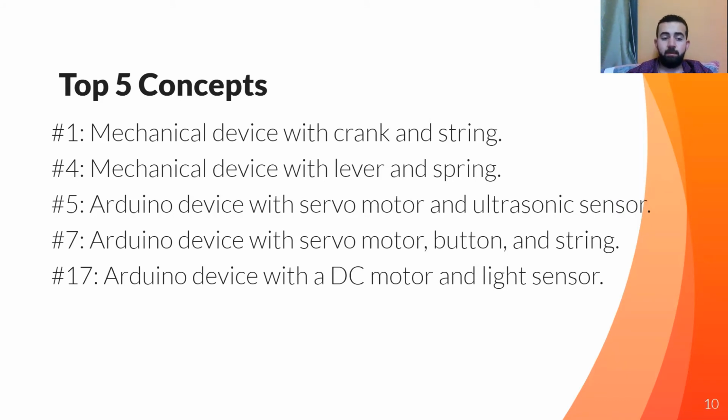Then we have concept number 17. It's an Arduino device with a DC motor and a light sensor. The concept works with the light sensor. By covering the sensor and decreasing the light, it will close. By increasing the light, either artificial or natural light, the box will open.